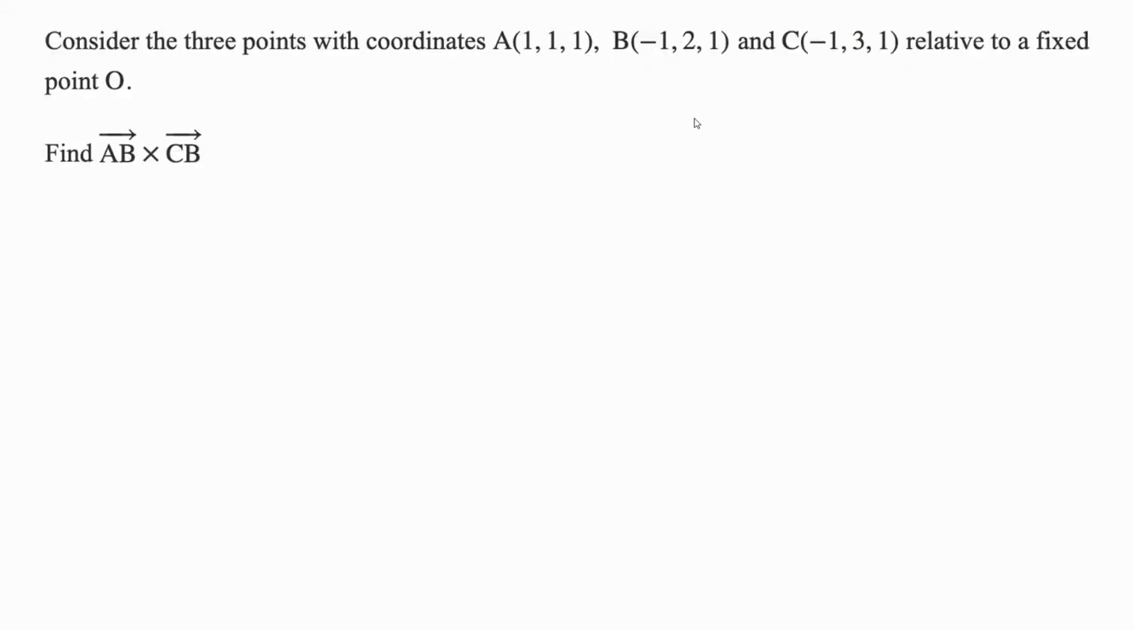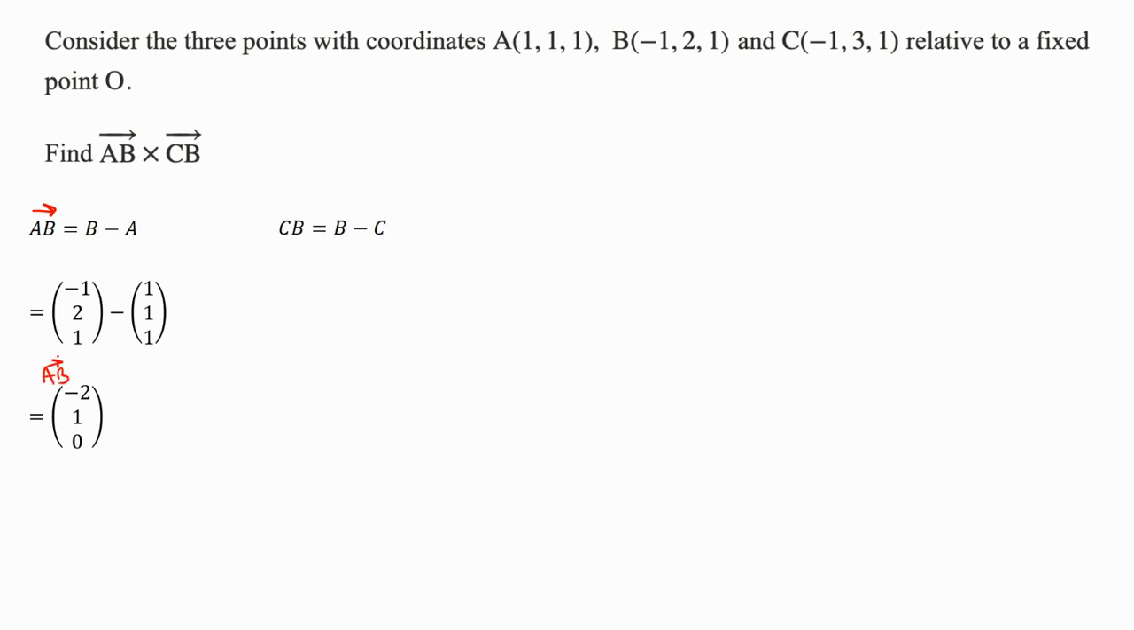Okay, next one. Consider 3 points with coordinates A, B, C relative to a fixed point O. Find AB times CB. There's a problem here because we don't know AB and CB. We just know the points. So we have to go back and find AB first, vector AB, by doing the coordinates of B minus the coordinates of A. So we get -1 minus 1 is -2, 2 minus 1 is 1, and 1 minus 1 is 0. So that's the vector AB.